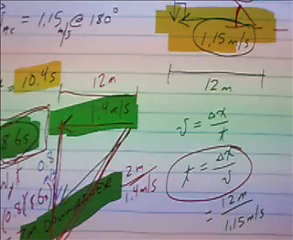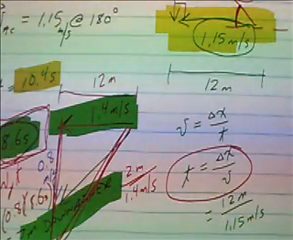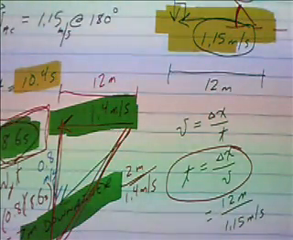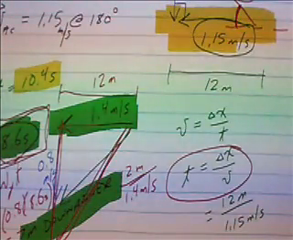So no matter how fast the river is flowing, it's still going to take her the same amount of time to cross it. It's just the trade-off is going to be she's going to be further downriver when she ends up.